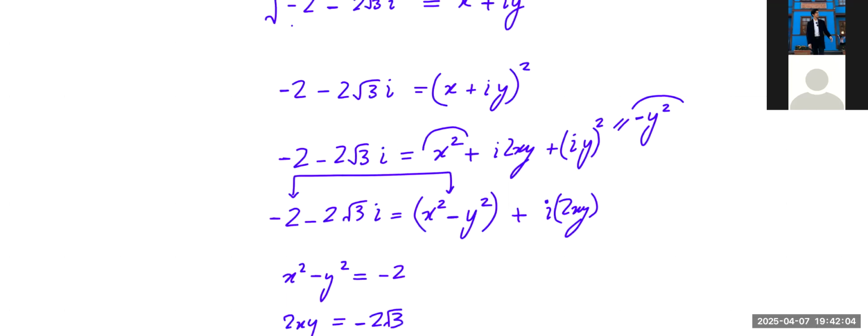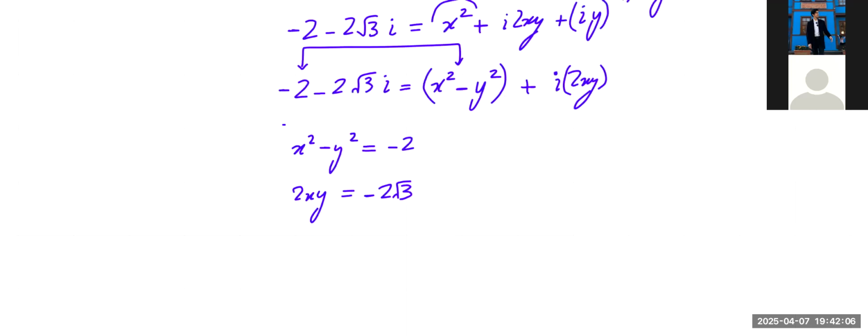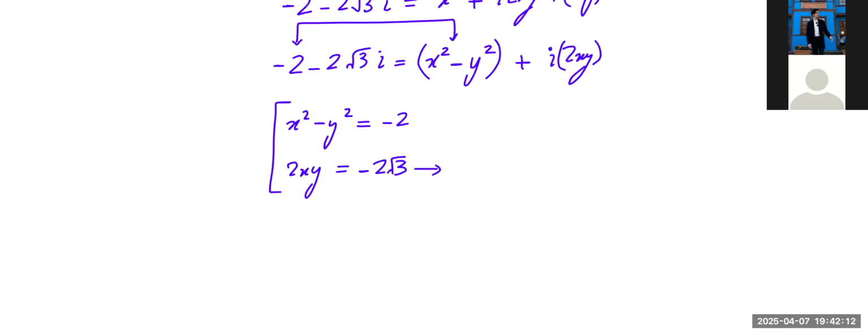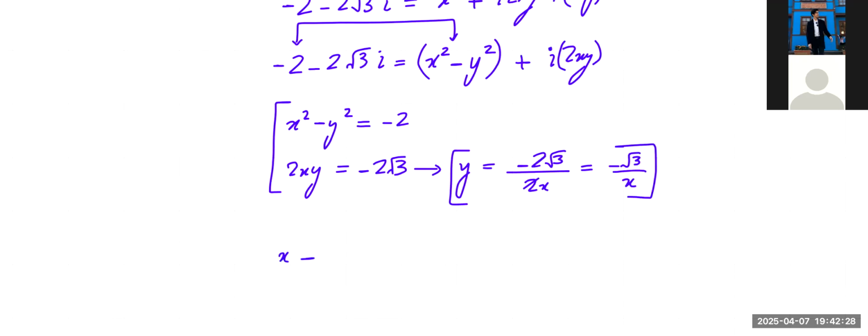Right. Now I have two equations, and they are just regular simultaneous equations. I just need to solve them simultaneously. So using the second equation, I can claim that y is equal to negative 2 root 3 over 2x, which means I can cancel out the 2's, negative root 3 over x, which means y is just equal to negative root 3 over x. I'll plug this definition of y into the first equation.